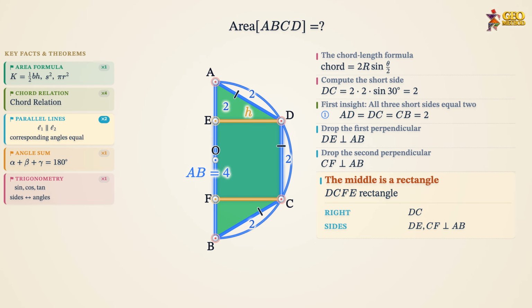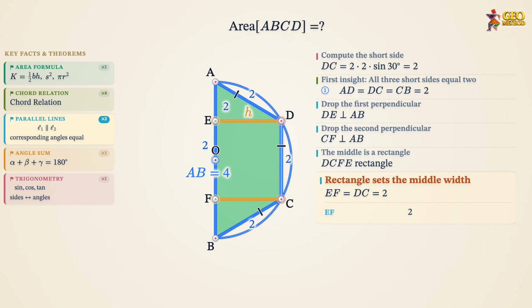Because segment DC is parallel to segment AB, and both drops are perpendicular to segment AB, the piece DCFE has 4 right angles. It is a rectangle sitting in the middle of the trapezoid. Opposite sides of a rectangle are equal. So the left edge segment EF equals the right edge segment DC, which is 2. That fixes the middle width and leaves only the two corner overhangs.